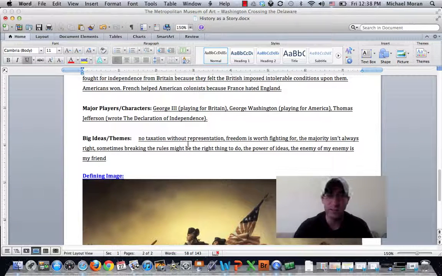So big ideas. Coming back to the ideas of themes, no taxation without representation, and we would still have that same sort of issue when people don't like to have other people make decisions for them without having a voice. Freedom is worth fighting for, and that could be a possible topic that you're asked to write about. The majority isn't always right, especially in a democratic society. We tend to go with what the democracy decides, or what the greatest amount of people decide, and so maybe we think about whether or not that's right.